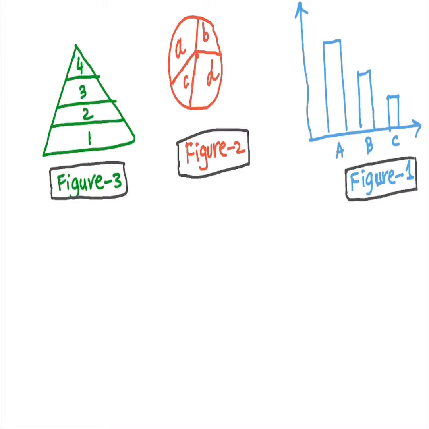Okay, so now we can see how we can find the mode in figure 1, figure 2, and figure 3, how we can calculate the mode in all these 3 figures. We already learned what mode is. Mode is the mostly repeated number.